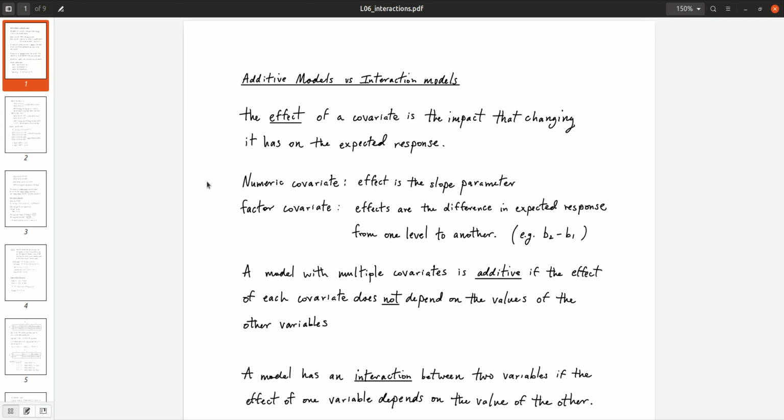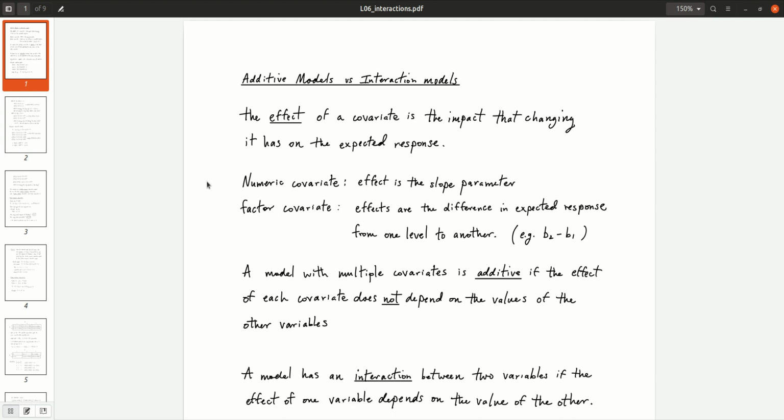So the way we think about the effects is going to depend on which type of covariate we have. If we have a numeric covariate, the effect of that covariate is summarized by the slope parameter. The slope tells us how much the expected response changes per unit change in the numeric covariate. So that's easy to understand. You could draw a picture of a slope, and so on.